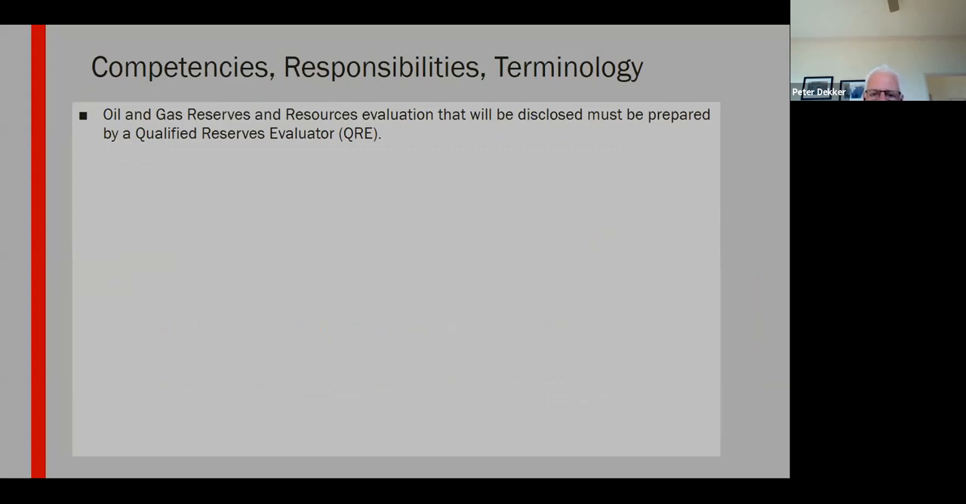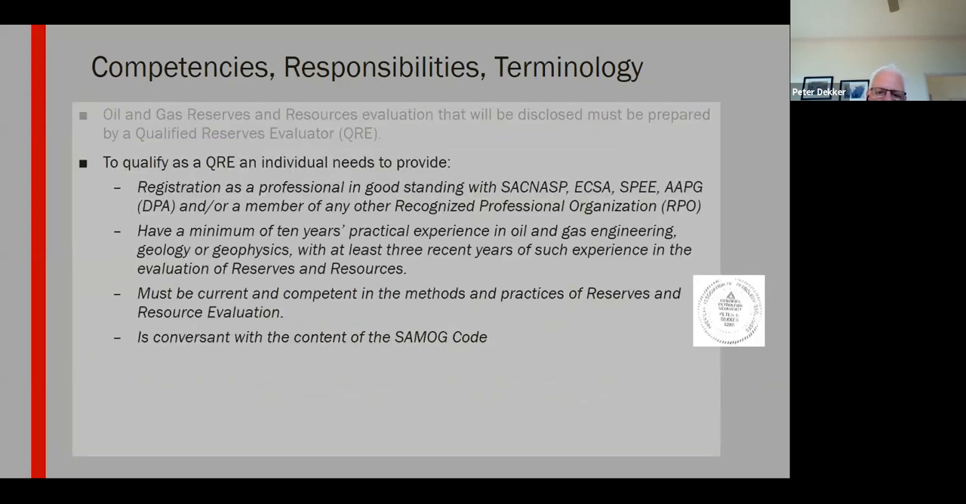Oil and gas reserve resource evaluation that will be disclosed must be prepared by a qualified reserve evaluator. You will see that we are using a different terminology than in the minerals. We talk about the QREs, qualified reserve evaluators. And then you will see that the qualified reserve evaluator in the oil and gas industry has to be registered as professional in good standing with SACNASP, ECSA, SPEE, APG, and or a member of any other recognized professional organization.